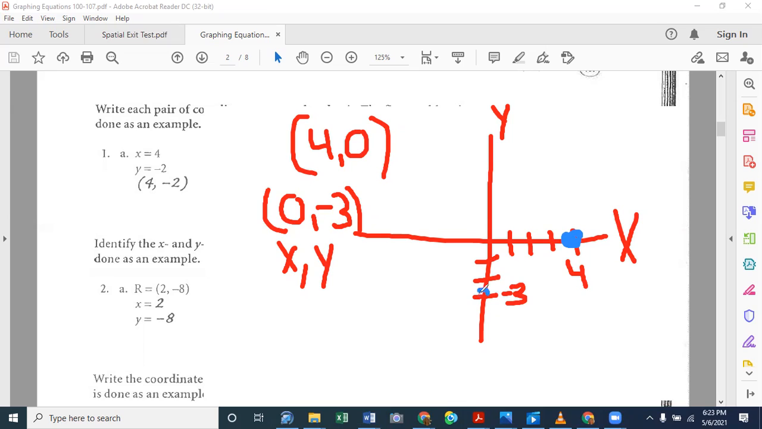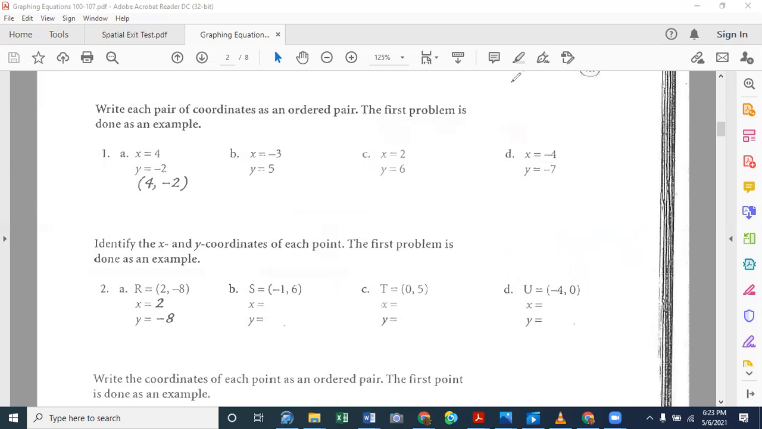So people get confused about those pretty easily. So just know that when y is 0, you're on the x-axis. And when x is 0, you're on the y-axis. So it's just the opposite of what you're thinking. Okay? They're doing the same thing here.